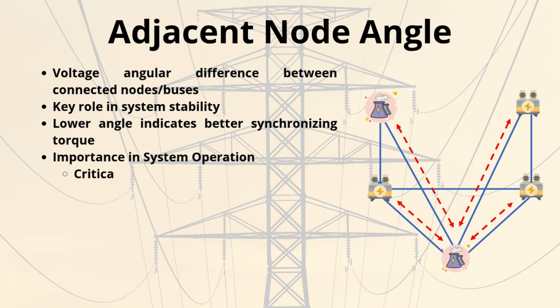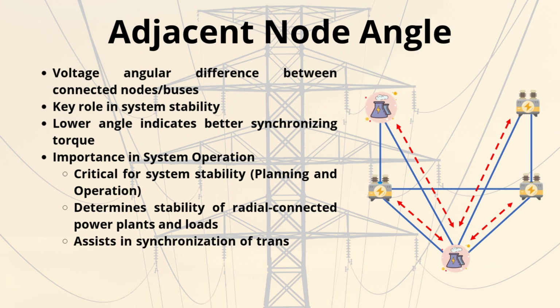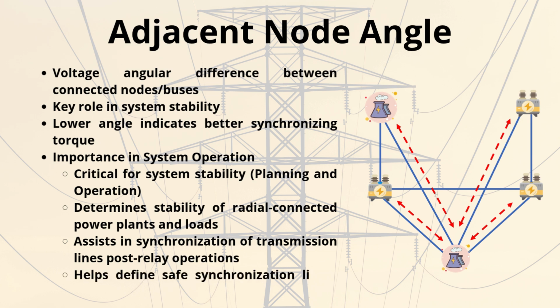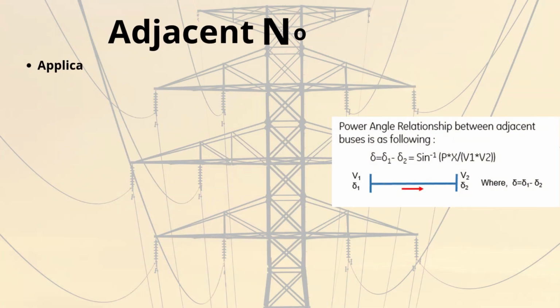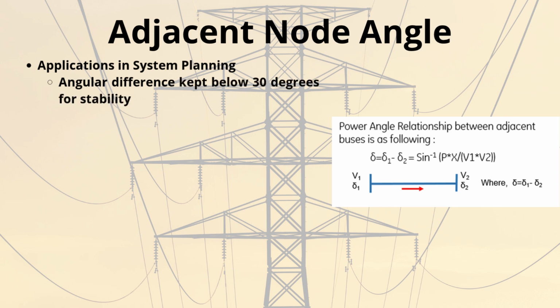This one is absolutely critical for local system stability. Why local? Because a smaller angle between directly connected points means there's stronger synchronizing torque between them. That's the electrical force pulling generators or sections of the grid together, keeping them locked in step. So smaller angle means they're more tightly coupled, electrically speaking, less likely to swing apart. Precisely. So its importance in both system operation and planning is huge. It's a key indicator for the stability of, say, a radial connection, one line feeding a whole area.